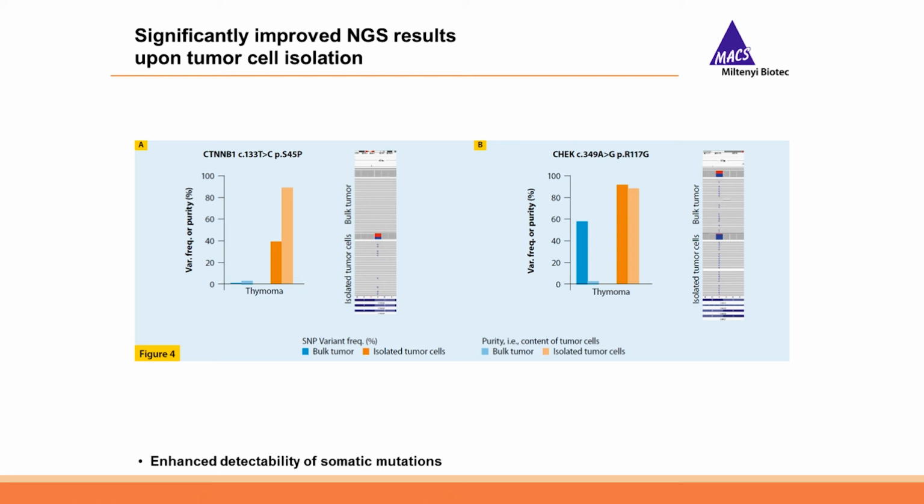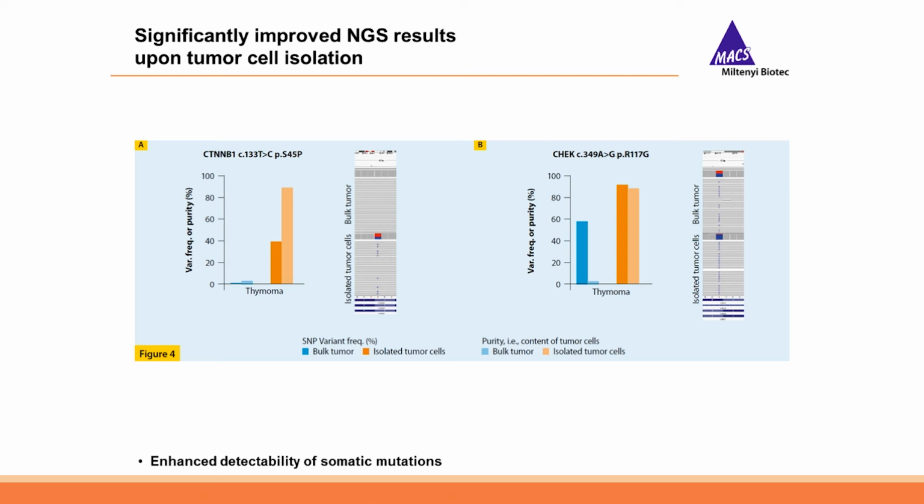And when just sequencing the bulk tumor, you do not detect any mutation in the reads, as you can see here in the gray shaped area. Whereas when we isolate the tumor cells to about 90%, we actually see there's a heterozygous loss of function, a heterozygous gain of function in this tumor.